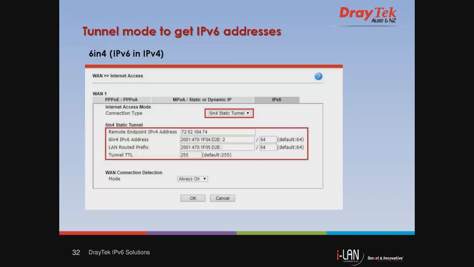Then configure the router as follows. Set connection type to 6-in-4 static tunnel. Enter the tunnel server's IPv4 address in the remote endpoint IPv4 address. Enter the router's IPv6 address in the 6-in-4 IPv6 address, and enter the routed IPv6 prefix in the LAN routed prefix. All of the information that I mentioned will be provided by your tunnel broker after you sign up for this service.